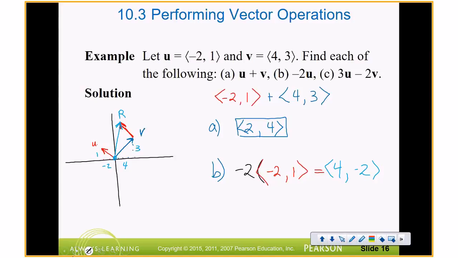So 3 times U. C. 3 times U. What's 3 times -2? And what's 3 times 1? Minus, what is 2 times 4? And what is 2 times 3? And what is -6 minus 8? -14 too. And what is 3 minus 6?